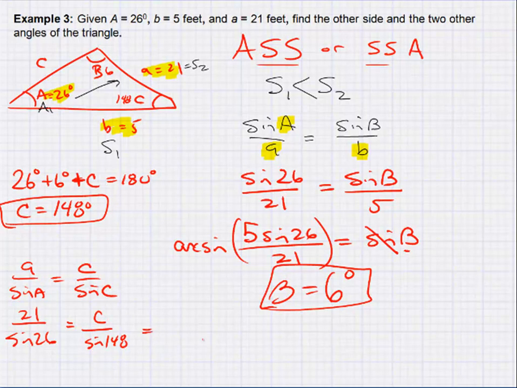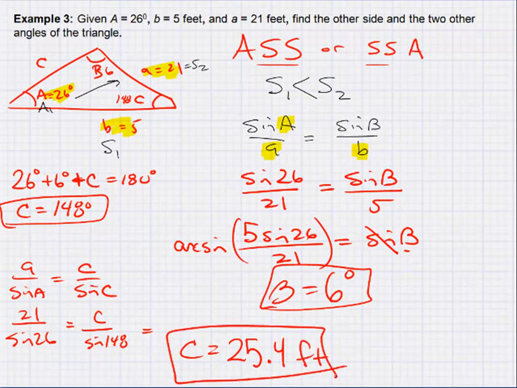So multiply, I get c to be 25.4. If you said 25, that wouldn't be a big deal. And is anything calculated? Yeah, feet. So we're calculating in feet. So c is 25.4 feet. Angle C is 148 degrees. And angle B is 6 degrees. So that finishes off the triangle.